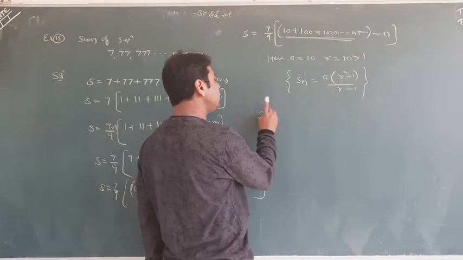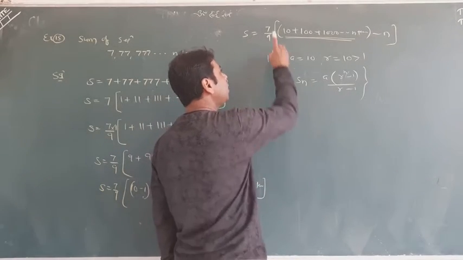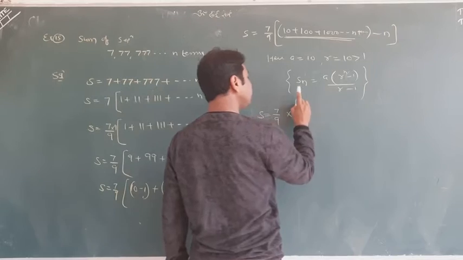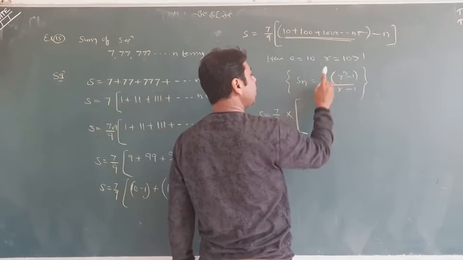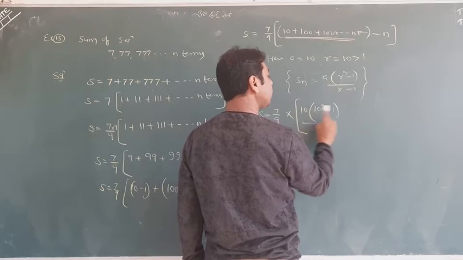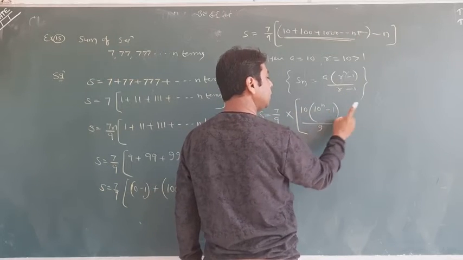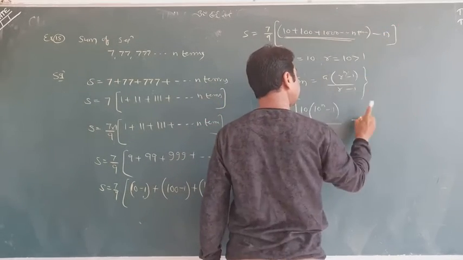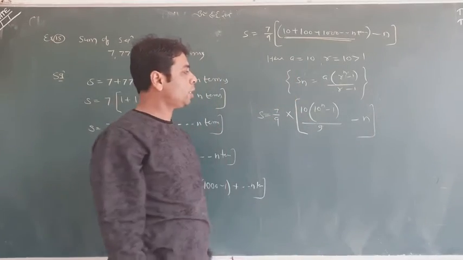Now I'll go with the answer. 7 by 9 is there. What about the sum here? The sum is a equals 10, ratio 10, so 10 to the power n minus 1 upon 10 minus 1, which is 9, and this is minus n. So this is your answer.